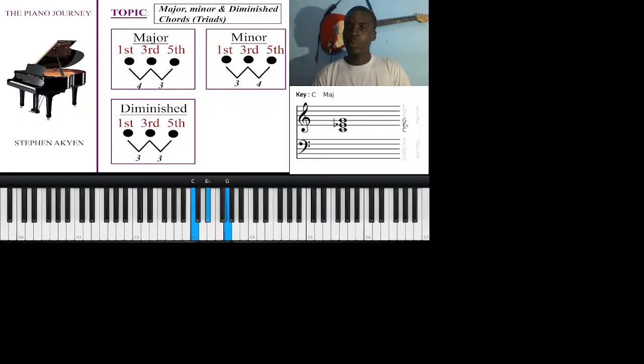So this is one way you find the minor chord. This is another example. In the case of C sharp, from here we count 1, 2, 3, 4. Then from here we count 3, 1, 2, 3 to get our C sharp.